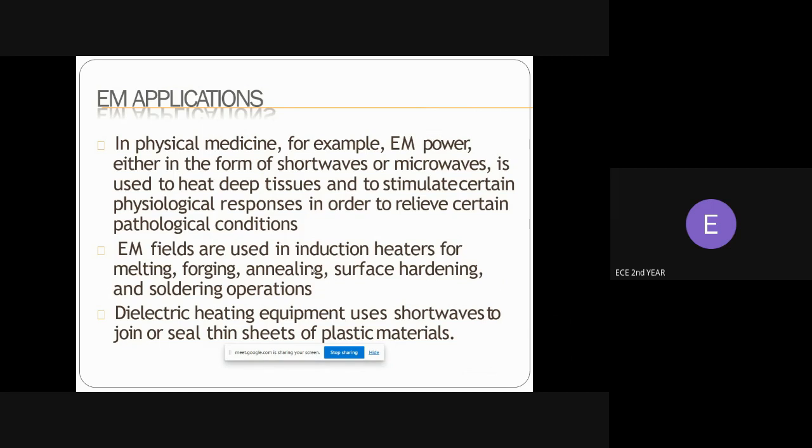Here some examples are given, like microwaves. They are used to heat deep tissues in the medical field, and to stimulate certain physiological responses in order to relieve certain pathological conditions. It is also used in induction heaters for many purposes, like melting, forging, annealing, surface hardening, and soldering operations. There is one equipment called dielectric heating, which uses short waves to join or to separate thin plastic materials together.